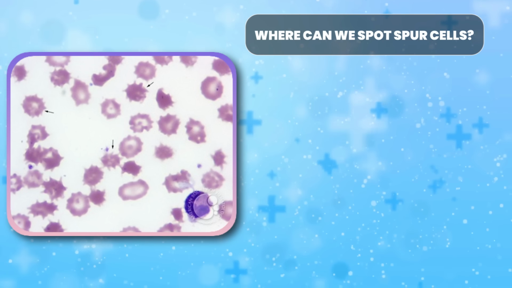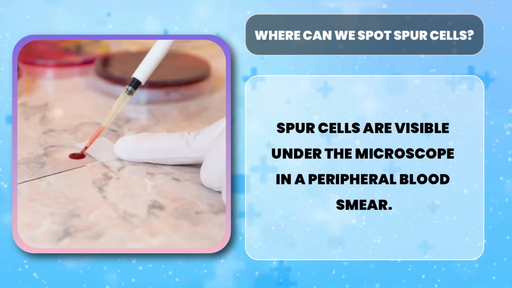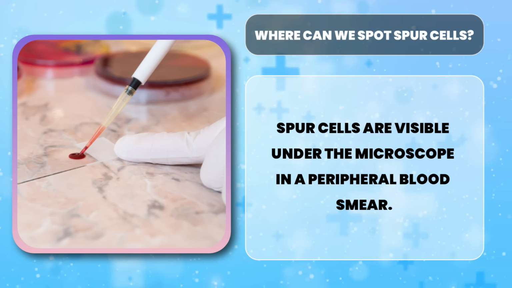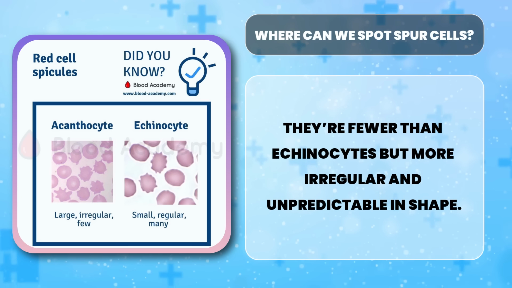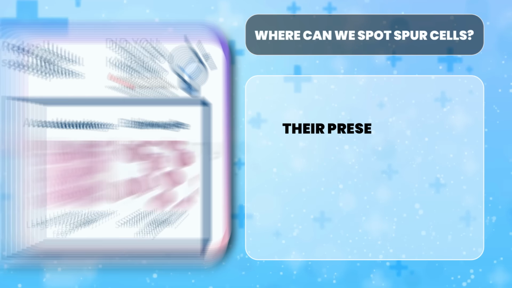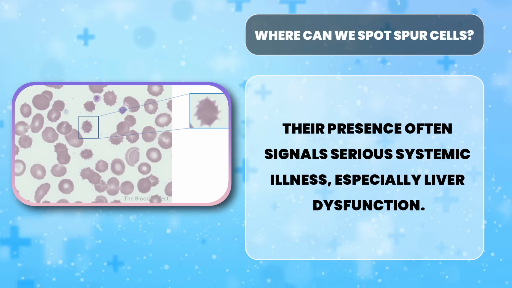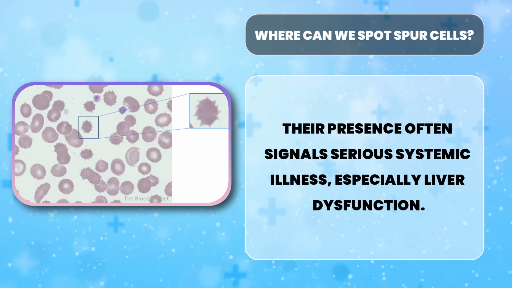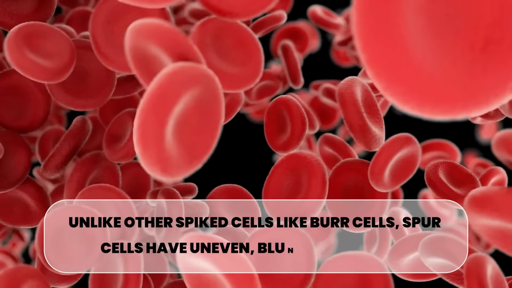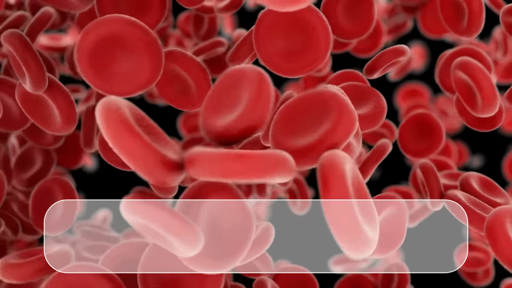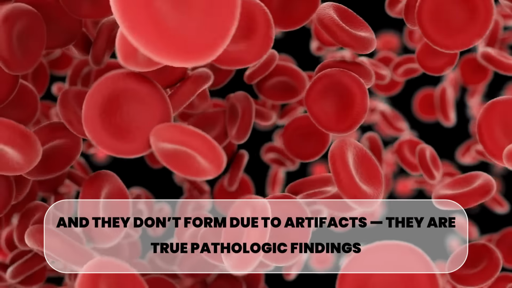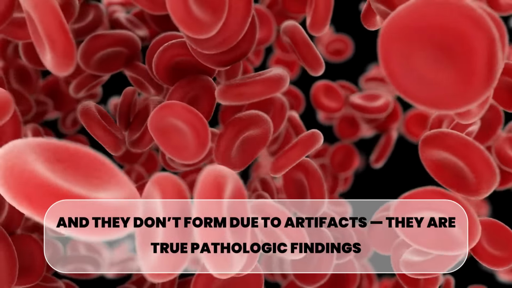Where can we spot Spur cells? Spur cells are visible under the microscope in a peripheral blood smear. They're fewer than echinocytes, but more irregular and unpredictable in shape. Their presence often signals serious systemic illness, especially liver dysfunction. Unlike other spiked cells like Burr cells, Spur cells have uneven, blunt projections, and they don't form due to artifacts. They are true pathologic findings.